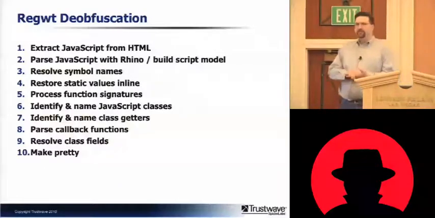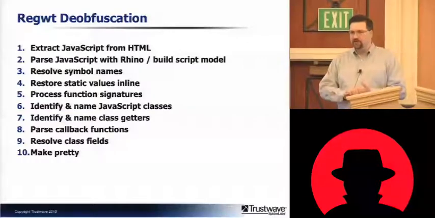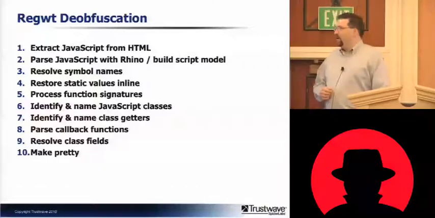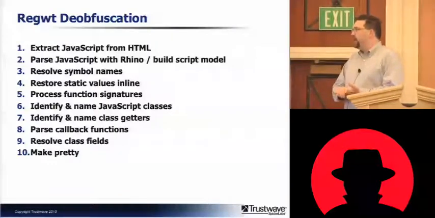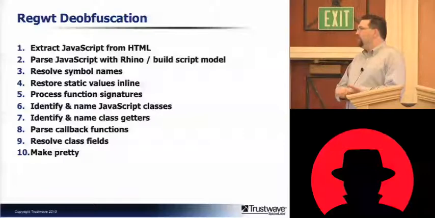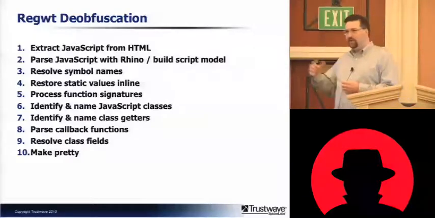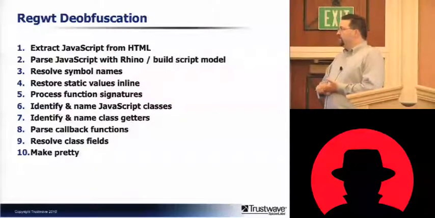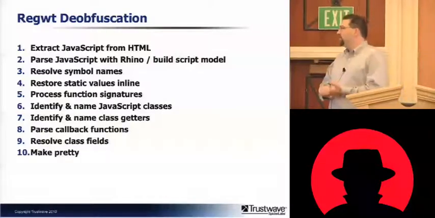There's 10 basic steps that it goes through to deobfuscate and then pull out some useful information from it as well. The first one is to extract the JavaScript from HTML, pretty straightforward there. Next, it parses the JavaScript with Rhino, like I was talking about earlier, and resolves the symbol names. The static values are restored. We talked about earlier how one of the steps of the obfuscation was to pull out all the strings and whatnot, and restoring those makes it a lot more readable. The function signatures are processed, and that's one of the biggest things. I'll talk a lot more about that in just a few minutes.